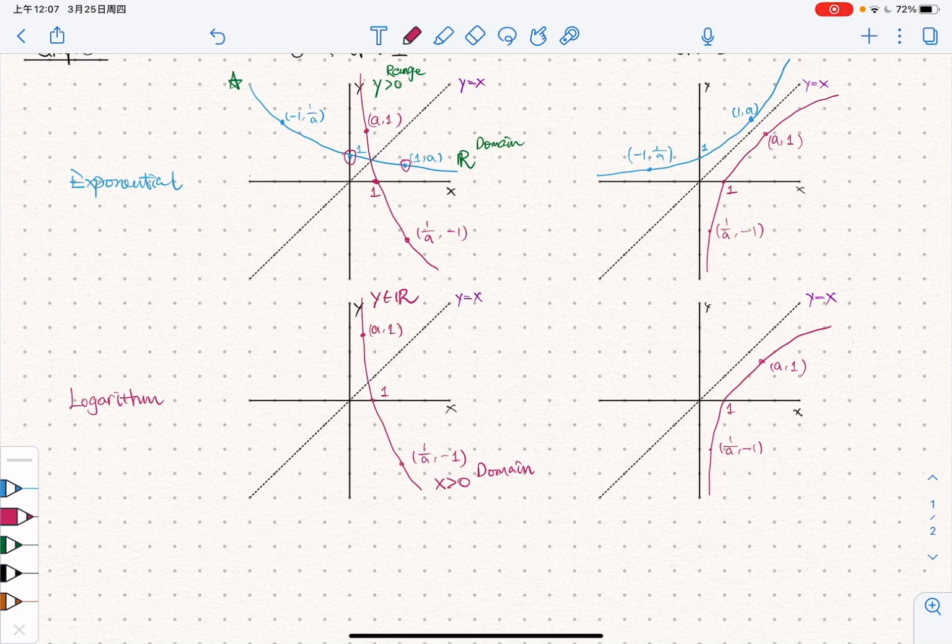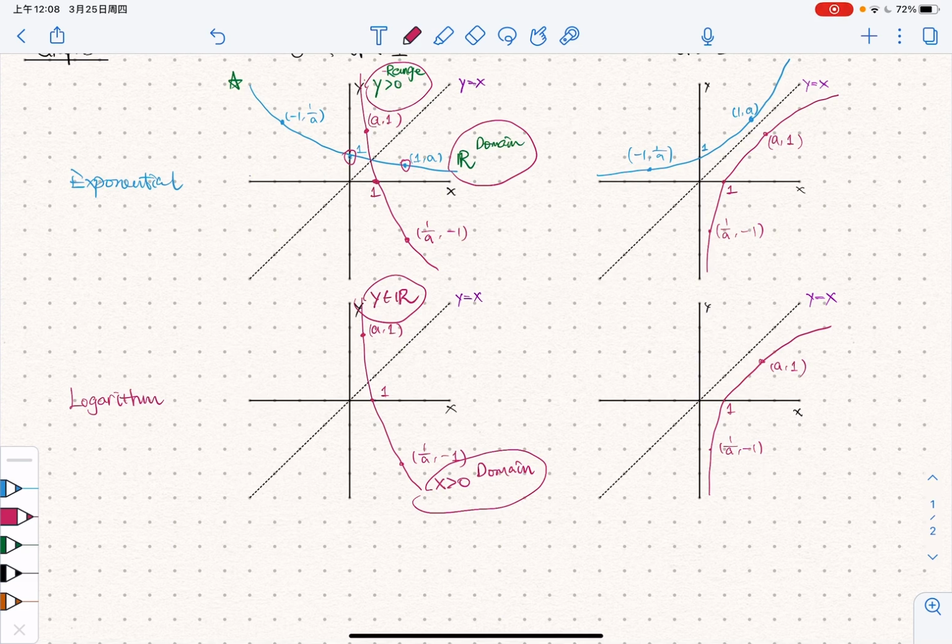So the exponential function has range y larger than 0 and domain x being in R. Compared with the range and domain of the log function, we can see that the range and domain are exactly flipped. So here we have y larger than 0, here we have x larger than 0, here we have the domain being x in R. In the log, we have y being in R. They're flipped. The domain of exponential becomes the range of the log, and the range of the exponential becomes the domain of log.